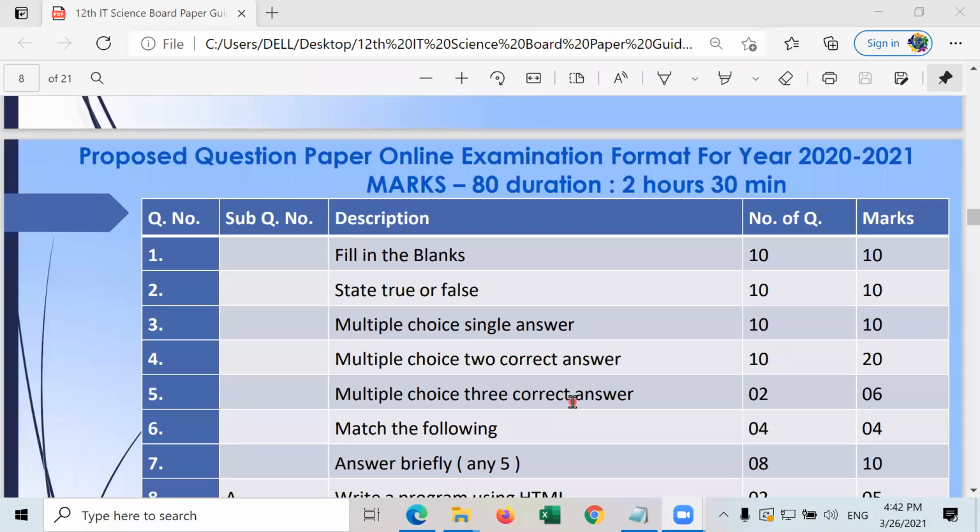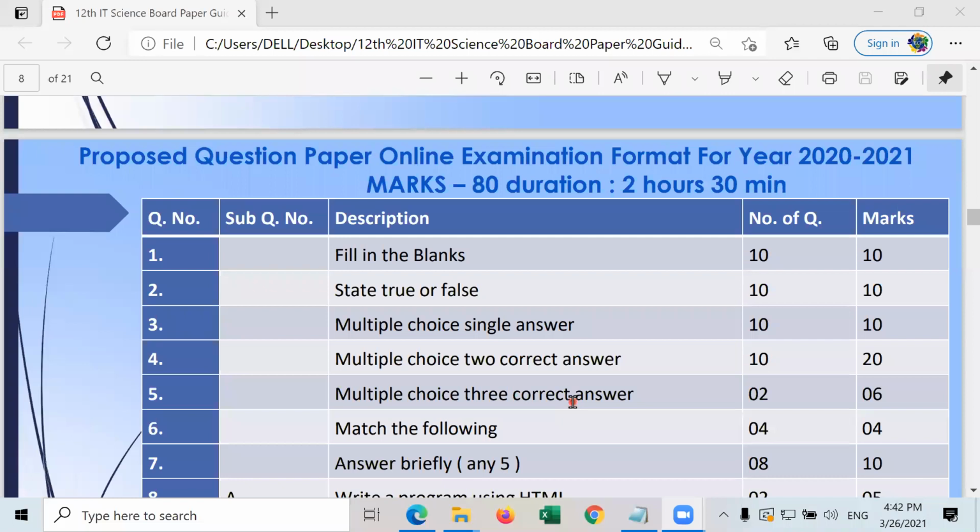Question number 5 is also a multiple choice question, but here you have to select 3 correct answers from the given options. If you select all 3 correct, you will get 3 marks. If you select two correct options, you will get 2 marks. If you select one correct option, you will get 1 mark.